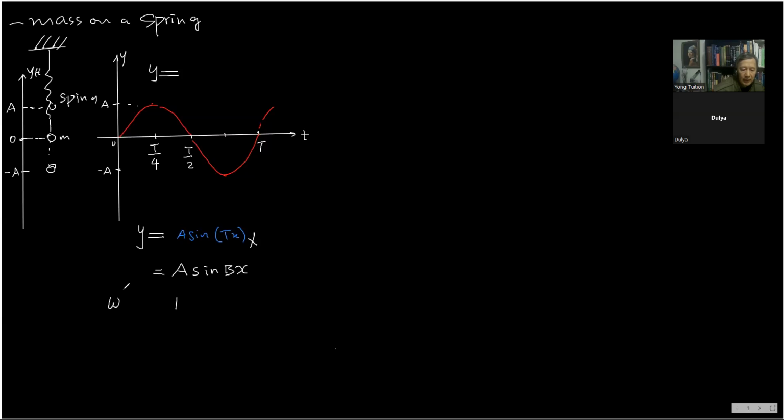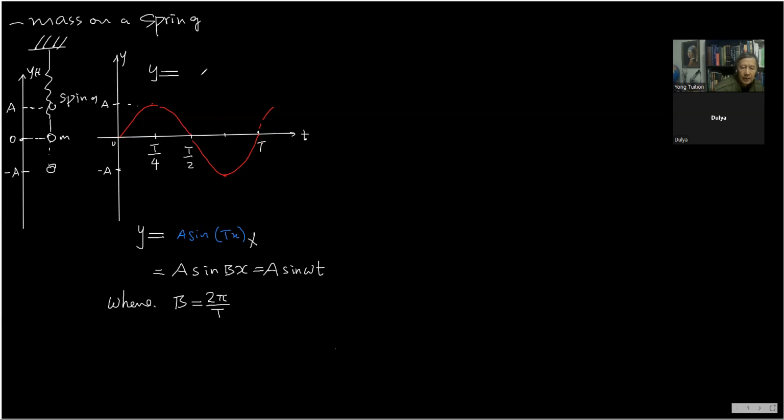So b is equal to 2 pi over capital T, can you see? Alternatively, that is in math. In physics, we prefer to use the Greek letter omega. Use this formula, it doesn't matter. So you can either use bx or you can use omega t, because this is time dependent.